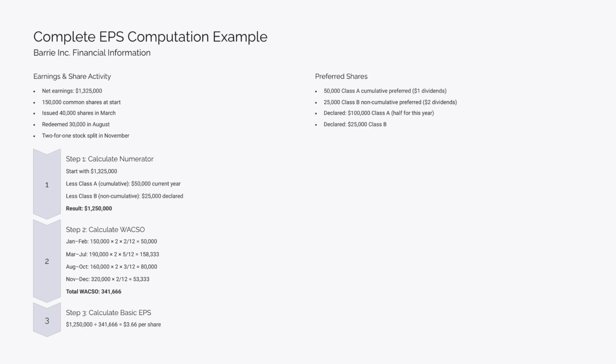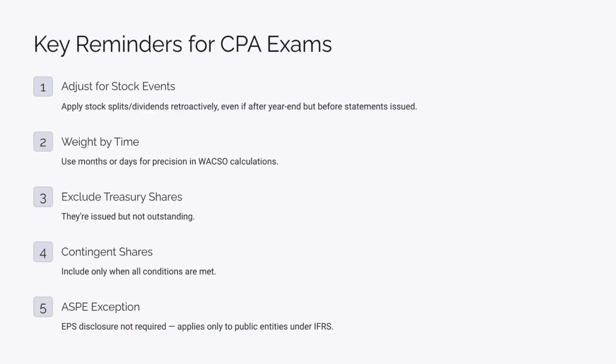Before we wrap up, let's reinforce how different corporate actions affect this calculation, especially stock dividends and splits. Always adjust for stock splits or stock dividends, even if they happen after year-end but before the financial statements are issued. Use months or days for weighting, depending on precision needed. Exclude treasury shares, they're not outstanding. Include contingently issuable shares only when all conditions have been met. And remember, under ASPE, EPS disclosure is not required since it applies only to public entities under IFRS.